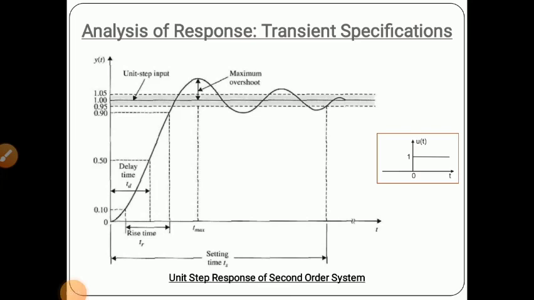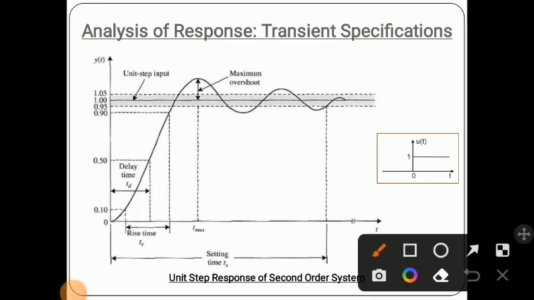There are some definitions related to the settling down of the output response. Some overshoot is seen. Here you see this is the maximum overshoot, and this horizontal dark line is our 1, that is the unit step input line. From that line, whatever maximum peak is observed is called the maximum overshoot.